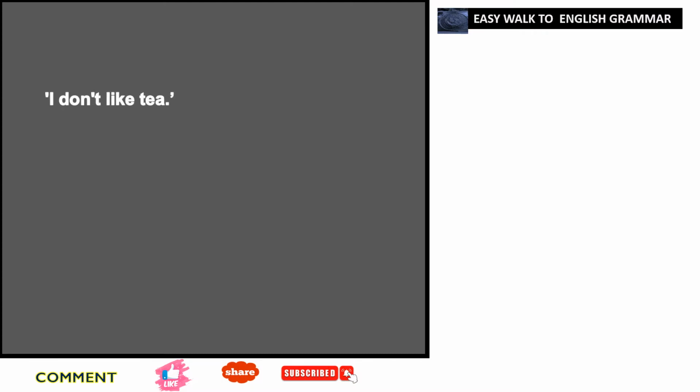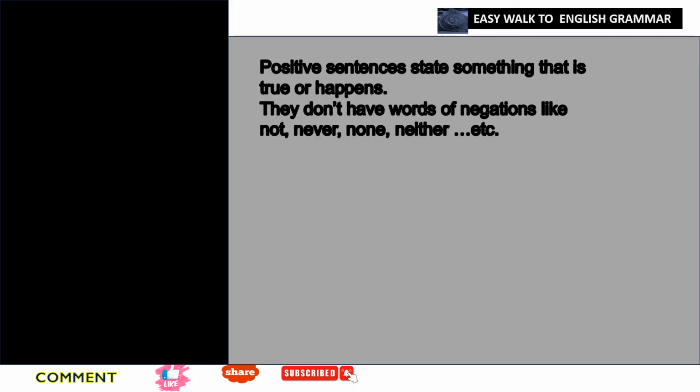For example, we often need to say things like, I don't like tea, or she isn't coming today. Beginners often find it difficult to construct a negative sentence using auxiliaries like they don't, she doesn't, etc. However, positive sentences state something that is true or happens. They don't have words of negation like not, never, none, neither, etc.